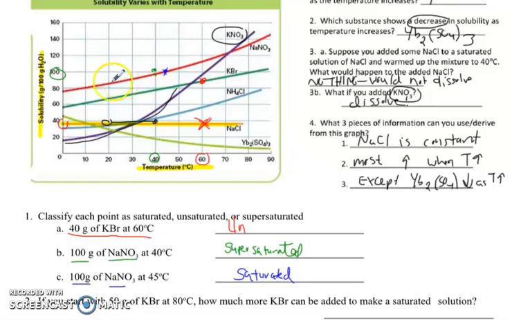Now expect to see some quiz questions like that. So remember, if we are over the line, that means that we are supersaturated. If we are on the line, we are perfectly saturated. And if you are below the line, you are unsaturated. You could add more.